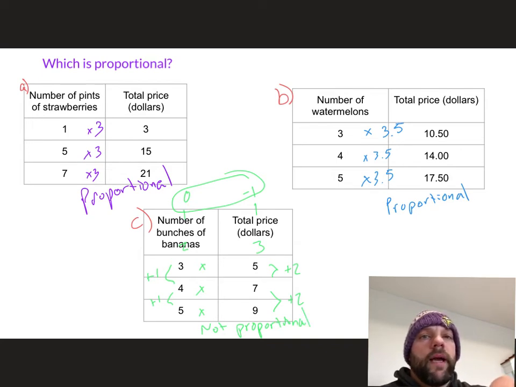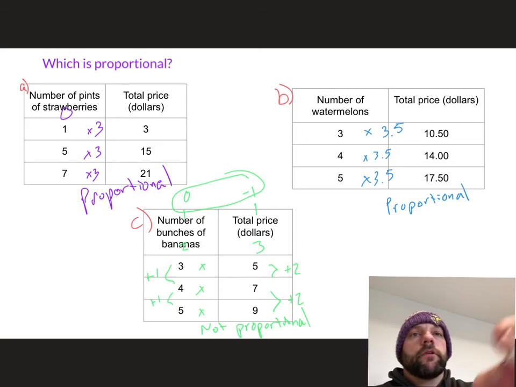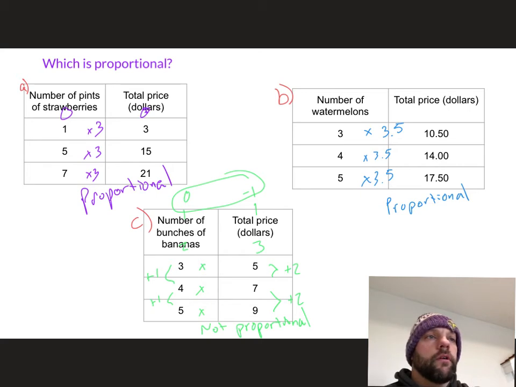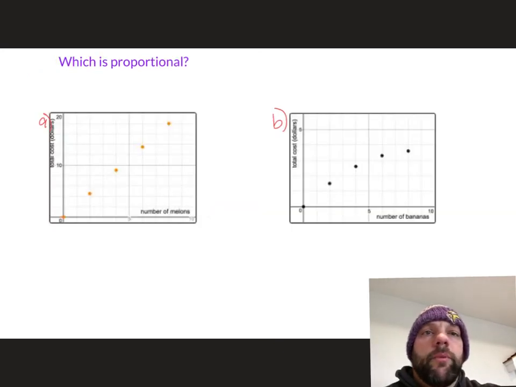Okay, if I went back into the other ones where I had 0 here, 0 times 3 would give me 0. So that would go through 0, 0. Same thing here, 0 times 3.5 would give me 0. All right, I have a couple more graphs for us.